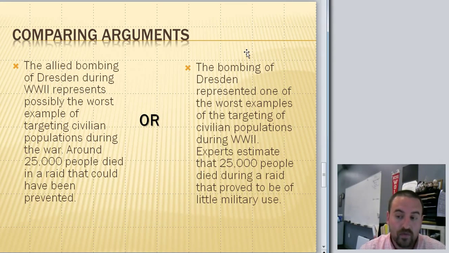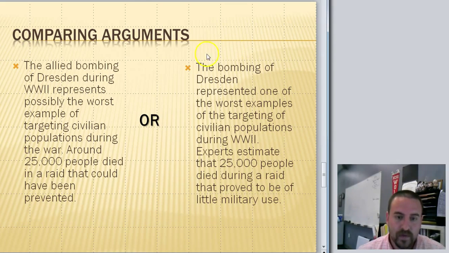There's nothing technically wrong with this set of sentences. It's not necessarily a paragraph yet, but there's nothing technically wrong with it. Grammatically, there might have been a grammar error in there. I haven't checked it that thoroughly. There's nothing technically wrong with it. Well, let's take a look at the second one and see what's going on with it. The bombing of Dresden represented one of the worst examples of targeting of civilian populations during World War II. Experts estimate that 25,000 people died at a rate that proved to be of little military use.